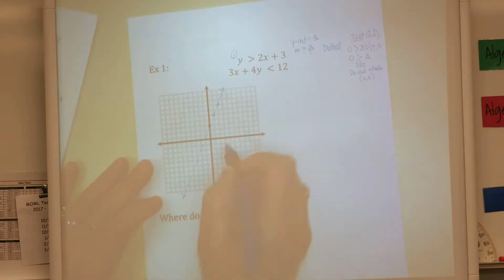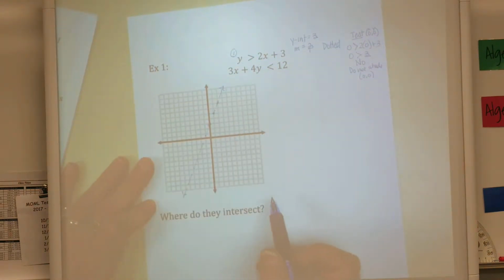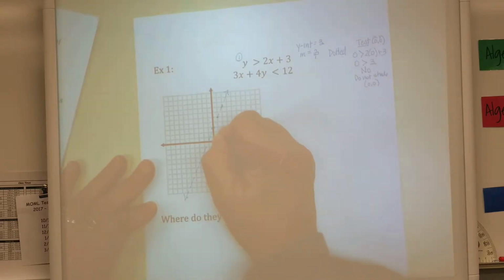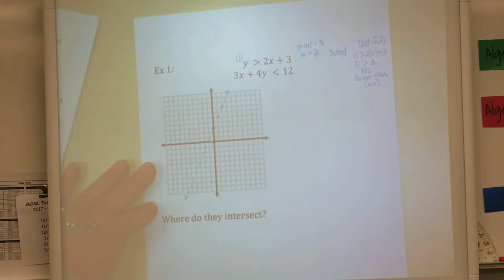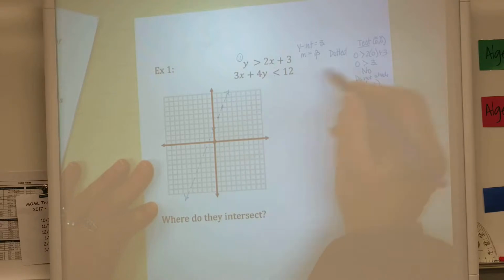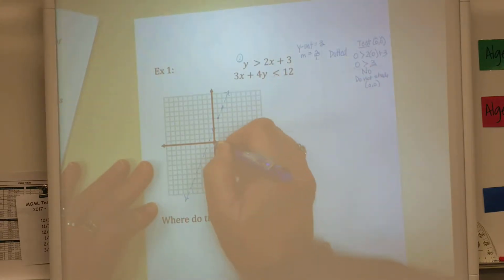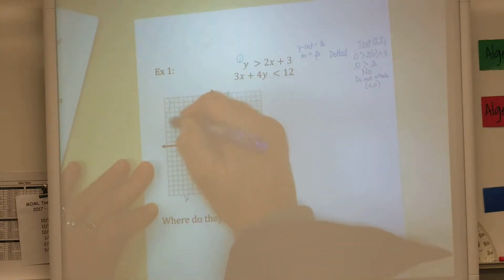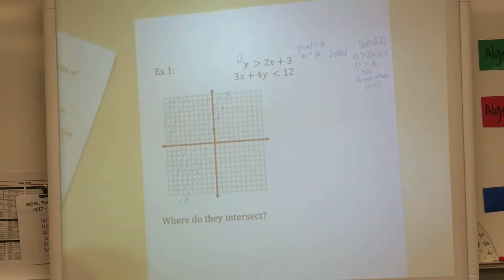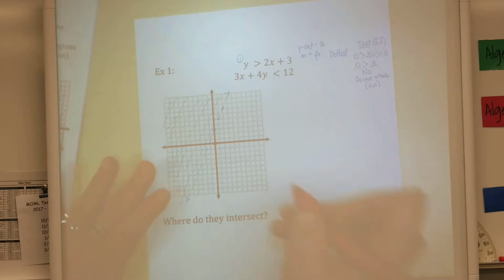And then I have to decide which side of the line I'm shading on. To decide, I look at my test point. My test point is always 0, 0, and I do it in red so I can remember where it is. For this line, I do not shade that point because it does not make the inequality work. So I shade on the side opposite of that. I'm going to shade on this side of that dotted line. Okay, so that's the first one. Then I do the same thing with the second one.